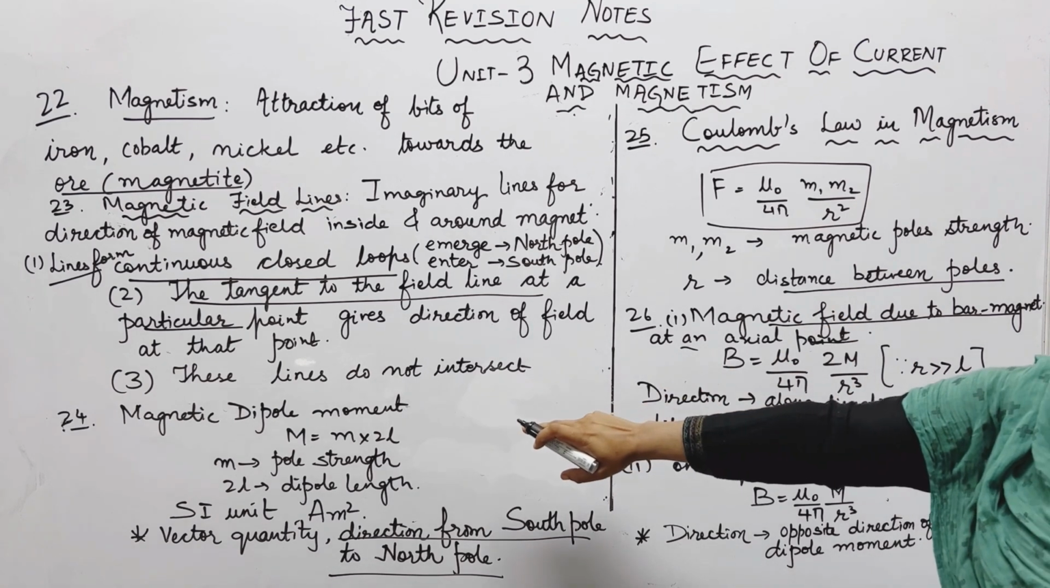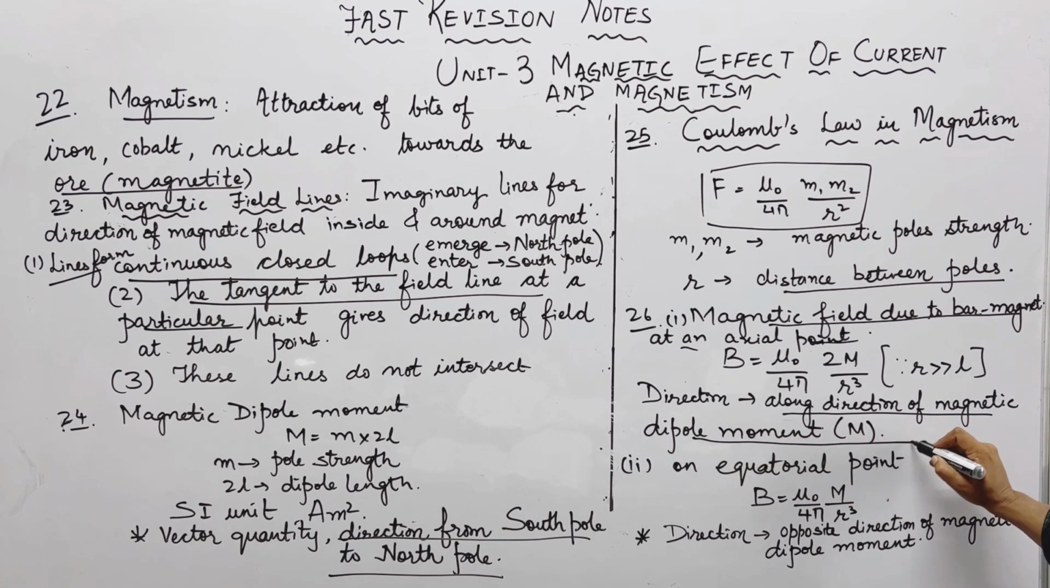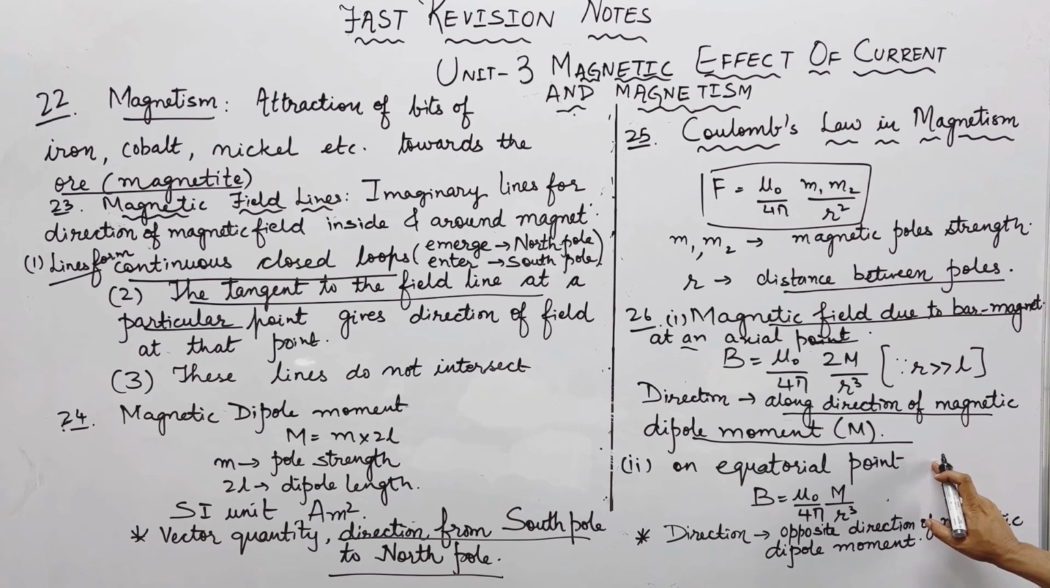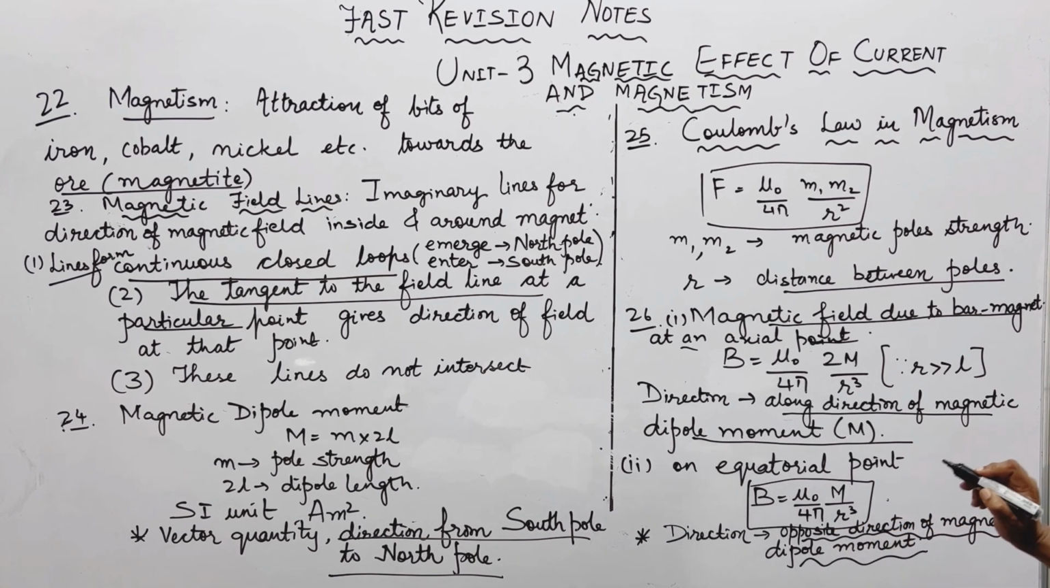M is the magnetic dipole moment, and the direction is along the direction of the magnetic dipole moment, that is from south to north. On an equatorial point, it is given by the relation B is equal to mu naught by 4 pi into M by r cube. Here the direction is opposite to the magnetic dipole moment in the equatorial point.